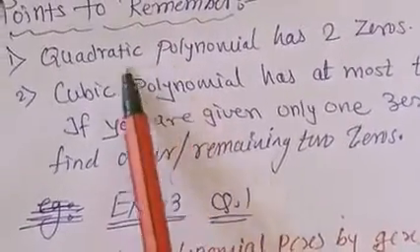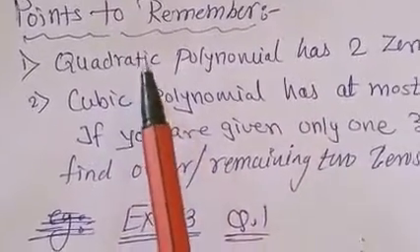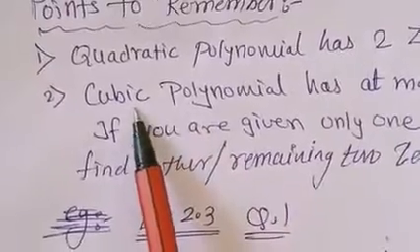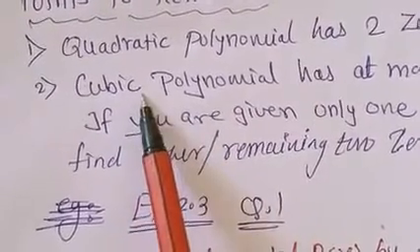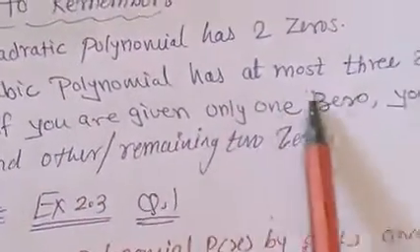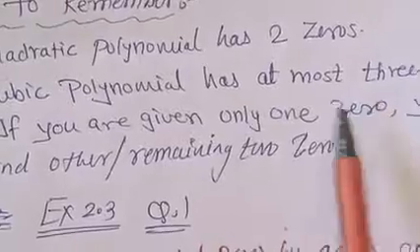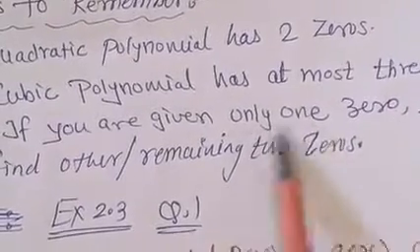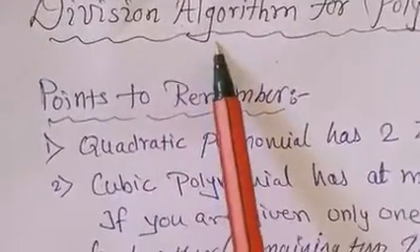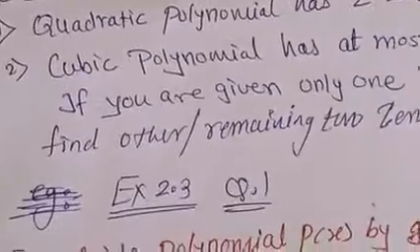What you have to remember? Quadratic means degree 2. If a polynomial has degree 2, that is, if it is quadratic, then it has two zeros. If it is cubic, meaning degree 3, then it has three zeros. Okay? Remember three things, these two things, and the third one is what? If one zero is given, using the division algorithm, you can find the remaining two zeros. Okay? Now, we see the actual exercise.